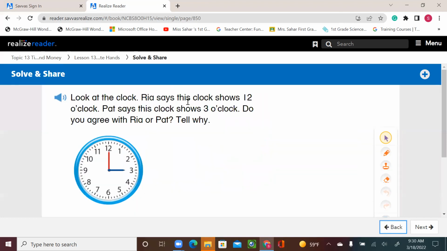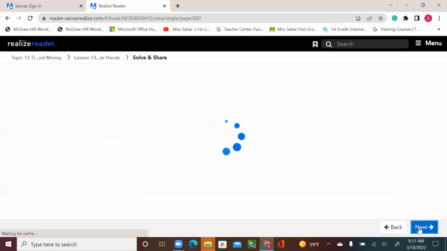Look at the clock. Ria says this clock shows 12 o'clock. Pat says this clock shows 3 o'clock. Do you agree with Ria or with Pat? Now we know that Pat is telling the right time, because the short hand is pointing to 3, so that's the hour hand, and the long hand, the minute hand, points to 12, so that's o'clock. So it's 3 o'clock. All right, let's go to our guided practice, page 530.